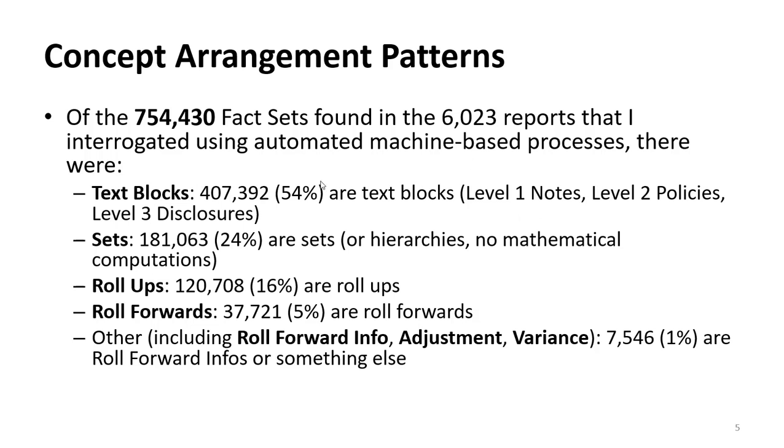And the information in the fact sets can be broken down. 54% of the 750,000 were text blocks, 24% were sets, 16% were roll-ups, 5% were roll forwards, and the other 1%, or only 7,546, were either a roll forward info, adjustment, or a variance. So this is what I mean. I'm going to go into this in detail and explain to you what I mean.